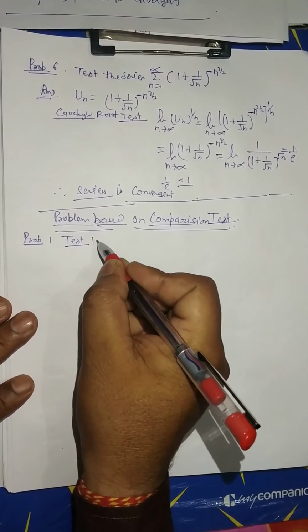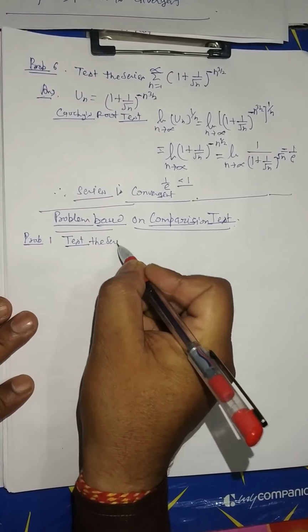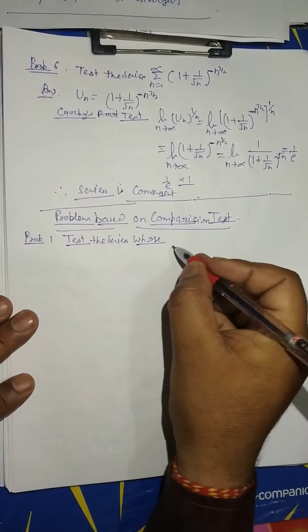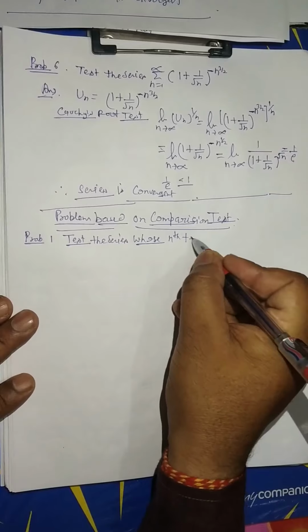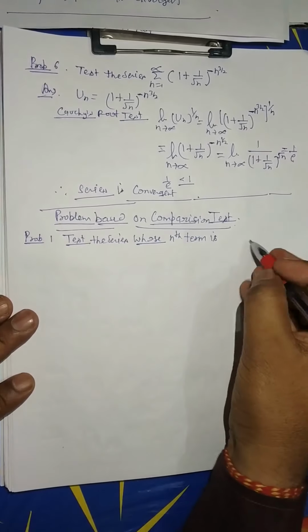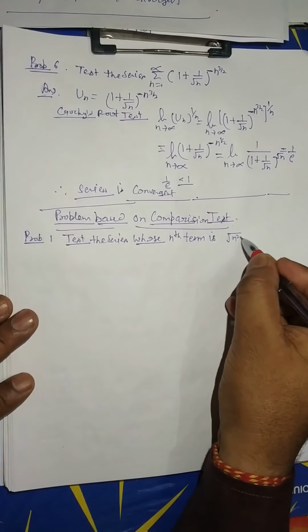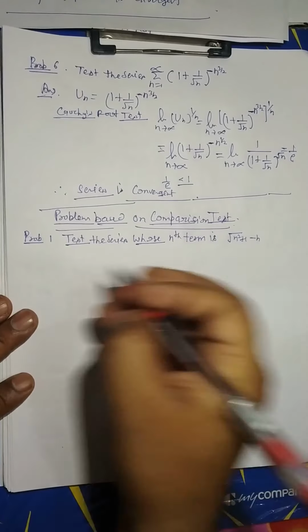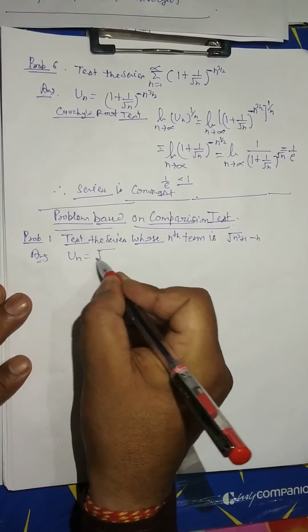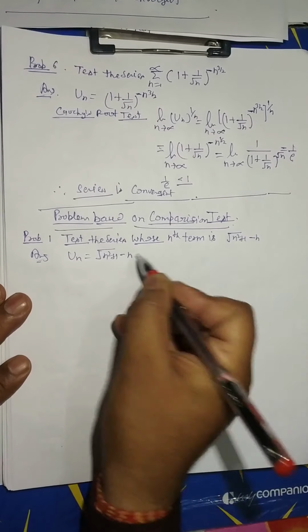Test the series whose nth term is under root n square plus 1 minus n. Answer: un is equal to under root n square plus 1 minus n.